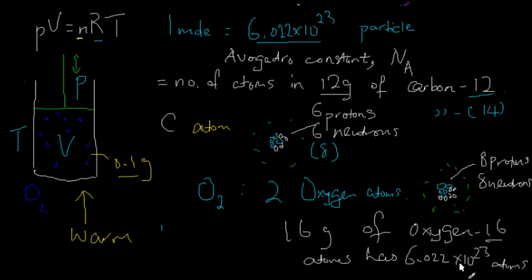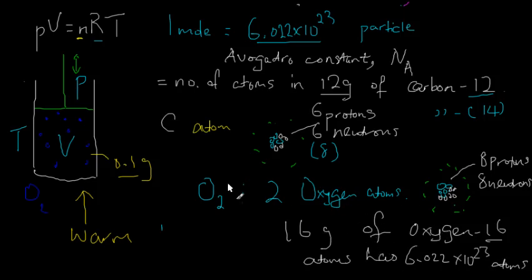So that makes it convenient. If I want to find out about the number of atoms, I start from the fact that if I know the atomic mass of oxygen 16 is 16, then I just add the word gram next to it, and 16 grams of that would have this Avogadro constant number of atoms.